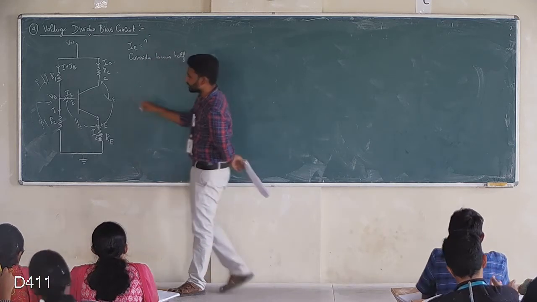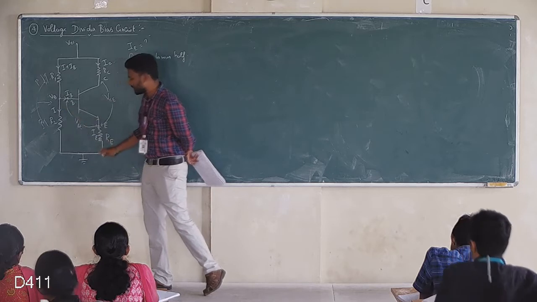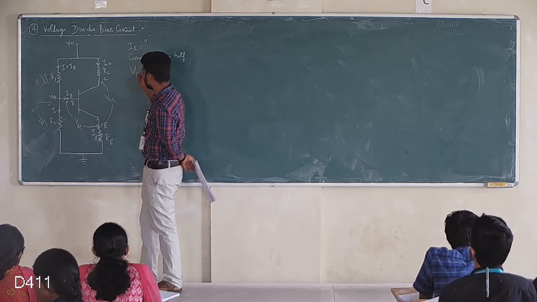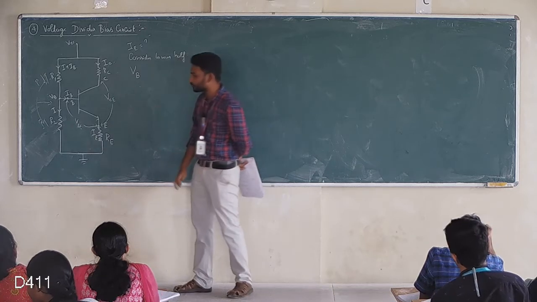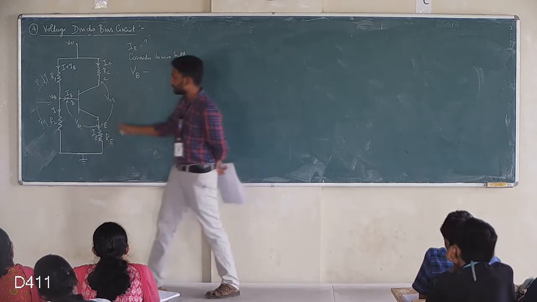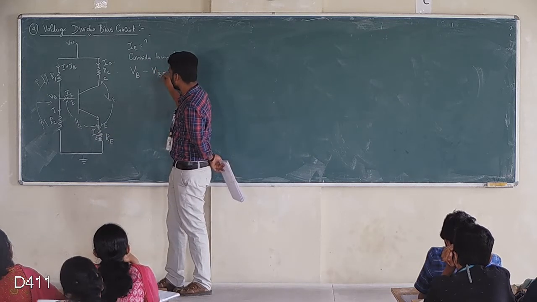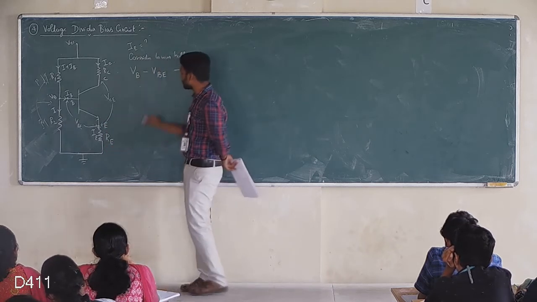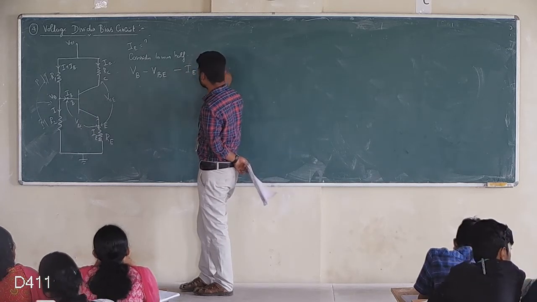When we apply Kirchhoff's voltage law, what will happen? From here to here, what is the name for this node? VB. So VB is the starting point, and should be considered positive. The remaining values should be negative. So VB minus VBE, minus the current flowing through RE. The voltage across RE is nothing but IE RE, equal to 0. Clear?